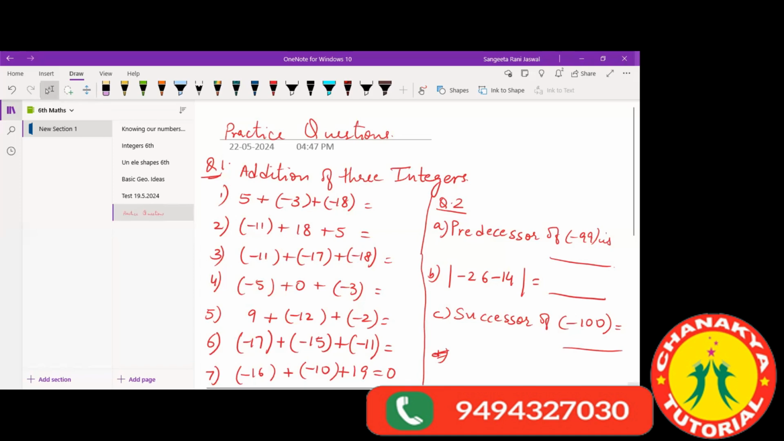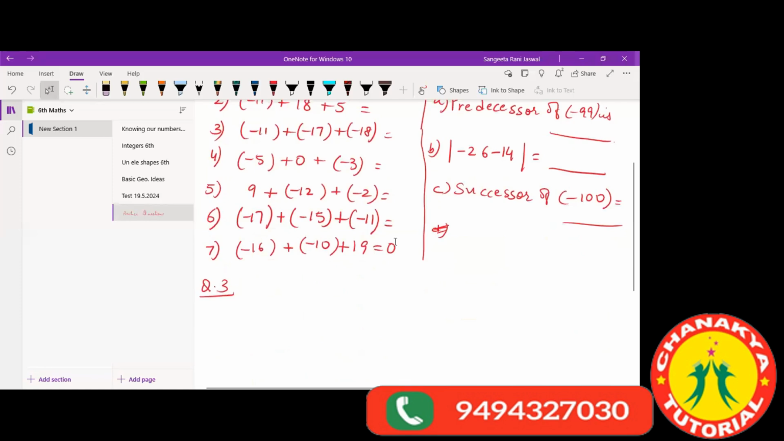Ma'am, why is there zero in the answer place of seventh question? Where beta? Which question? Ma'am, in the seventh question, the answer is written as zero. Oh, this is just my mistake. This is not the answer.